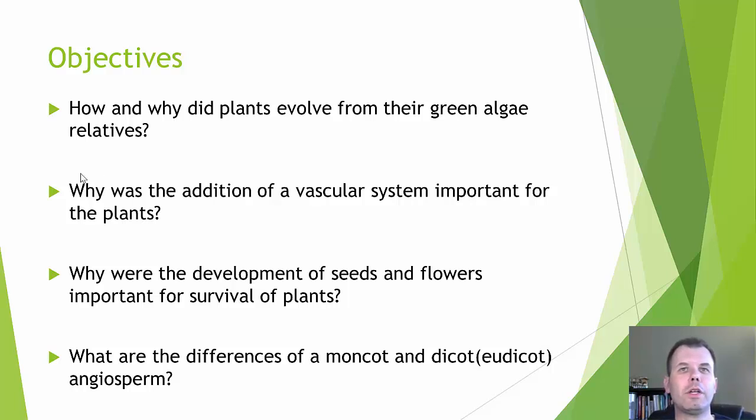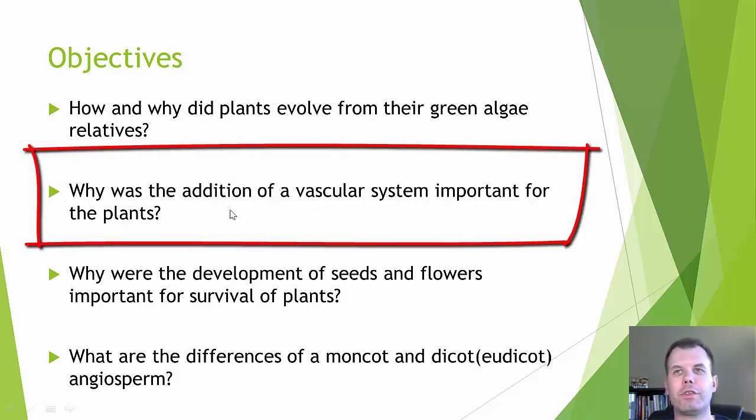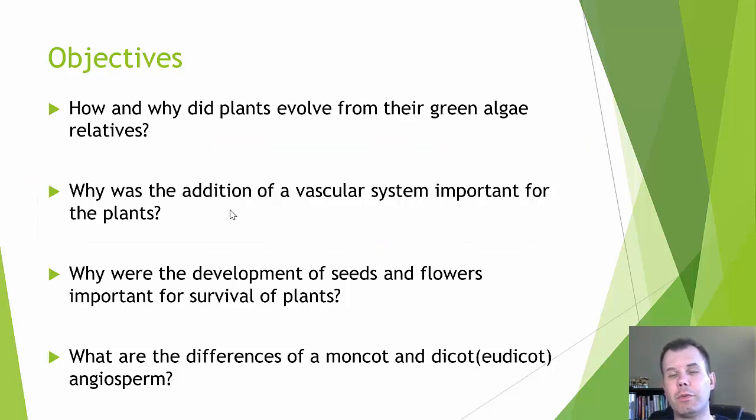The second thing we're going to address is why the addition of a vascular system was very important to plants. Think about the arteries and veins that we have going through our bodies. Well, plants have a very similar type of structure where they have xylem and phloem, and they are responsible for bringing things to and from the roots to the leaves. Very important for these things to survive.